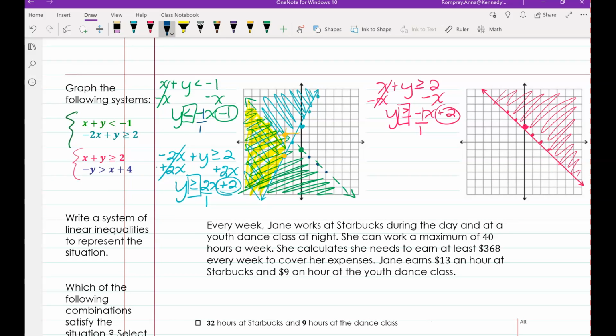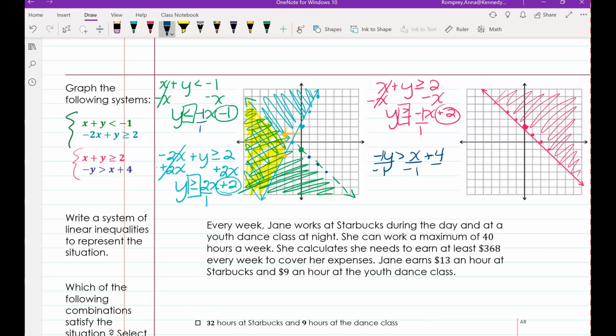So negative y is greater than x plus 4. Now this is almost in slope-intercept form. I have my mx and my b, but I have negative y, and I don't want to know what negative y is. I want to know what y is. So I need to get rid of this negative. Remember, that's a negative 1 times y, so I'm going to go ahead and divide each of my terms by negative 1.